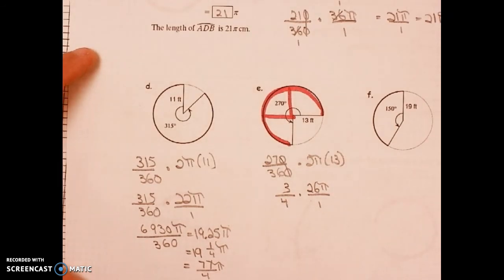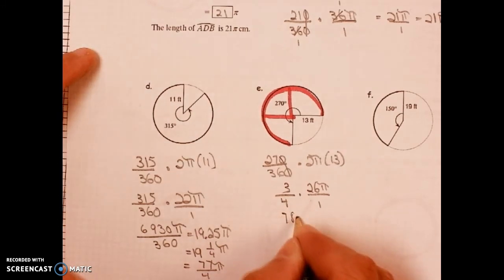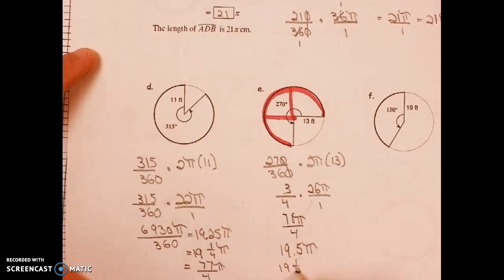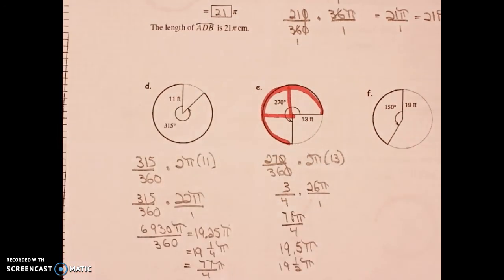Again, we can multiply straight across. 3 times that 26 gives me 78 pi over 4. Let's go ahead and divide, and I end up with 19.5 pi. Or again, if you want it in fraction form, 39 over 2 pi.